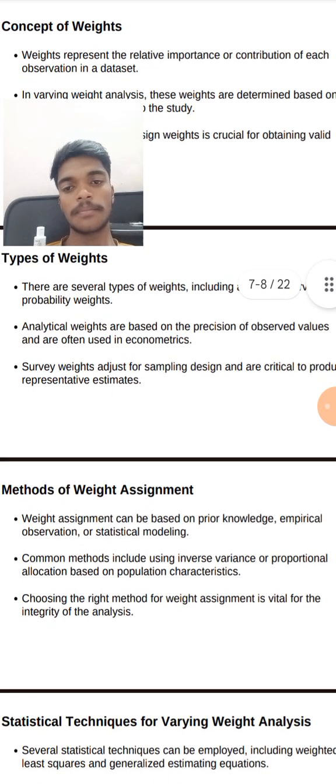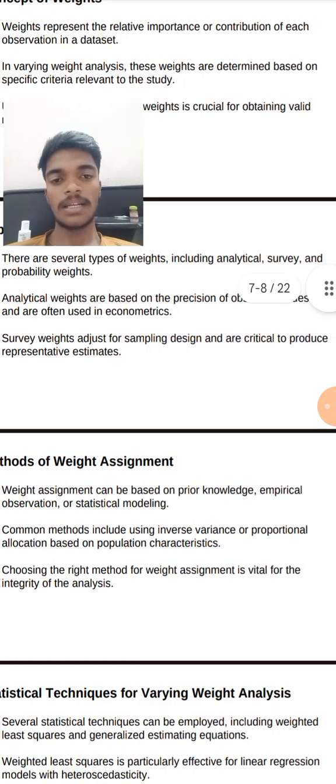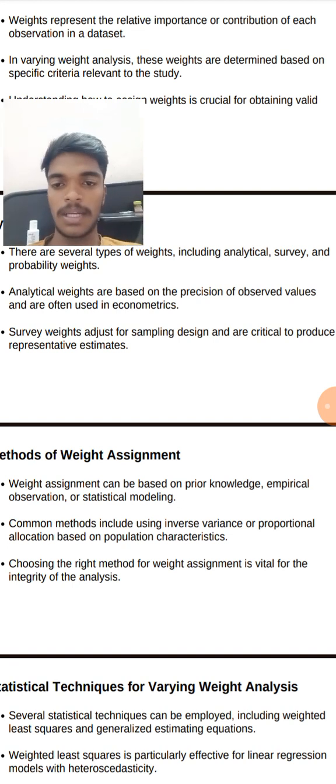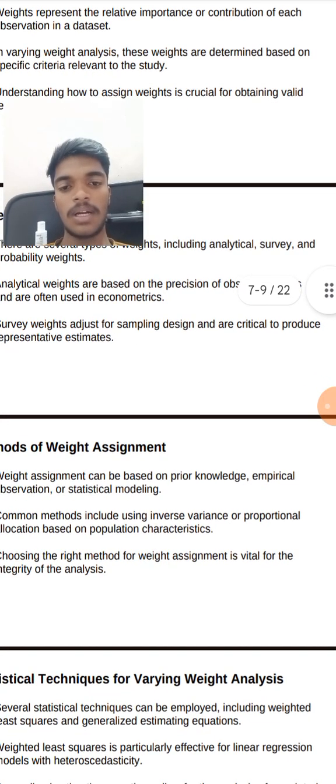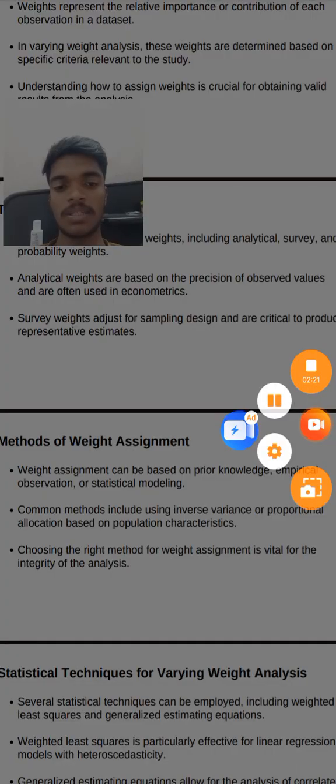Types of weights: there are several types of weights, including analytical, survey, and probability weights. Analytical weights are based on the precision of observed values and are often used in econometrics. Survey weights adjust for sampling design and are critical to produce representative estimates.